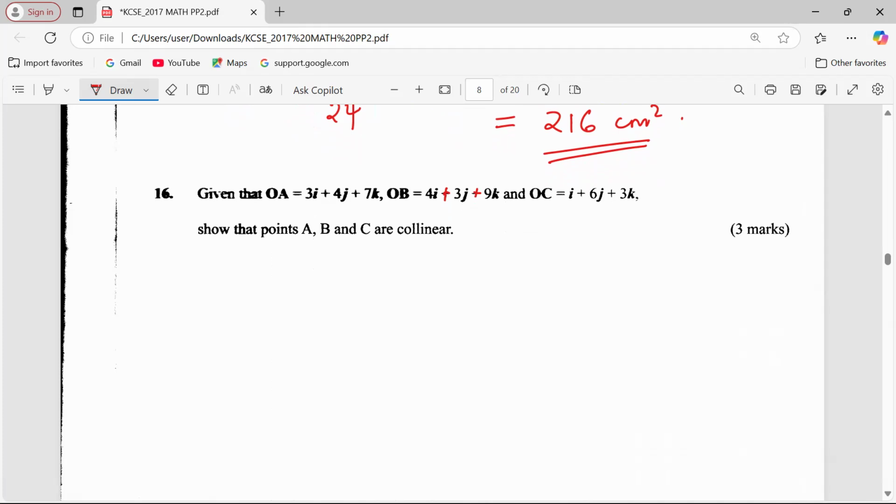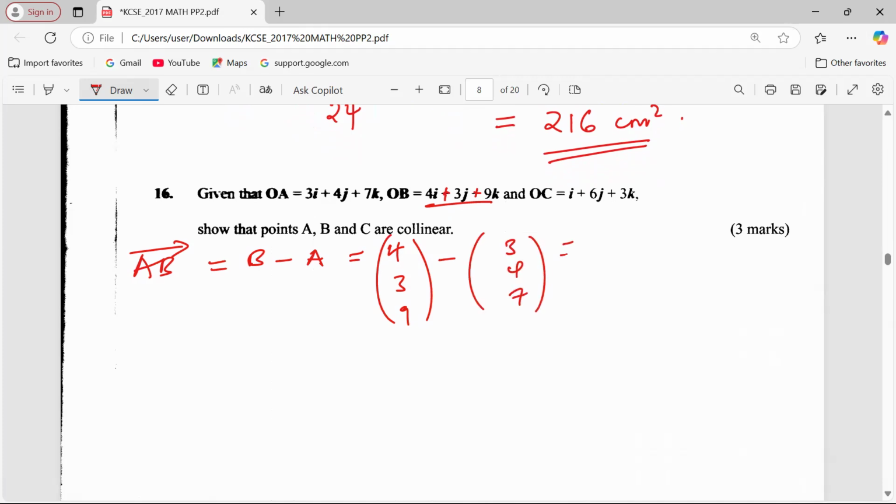So we are just concluding. This is our last question. Take it this way. For us to get vector AB, we need the position of B minus the position of A. So the position of B, I'll pick the coefficients of the unit vectors 4, 3, 9. Then I subtract for A, 3, 4, 7. This is going to give us 1, -1, then +2 that way.